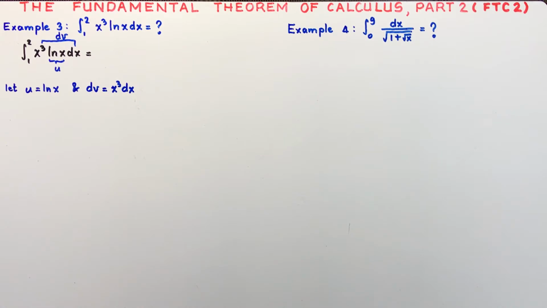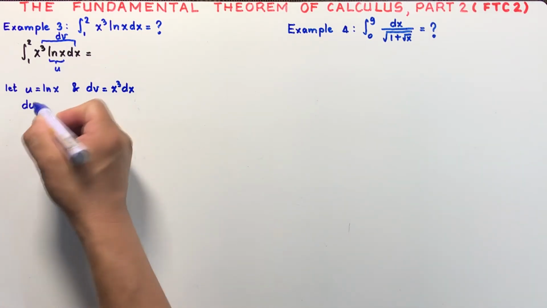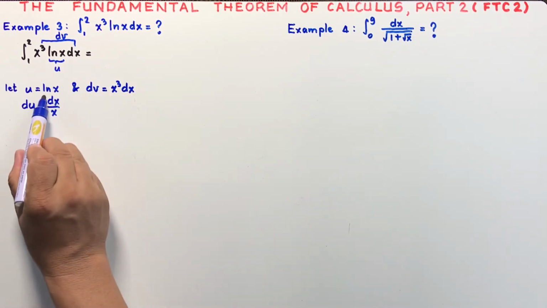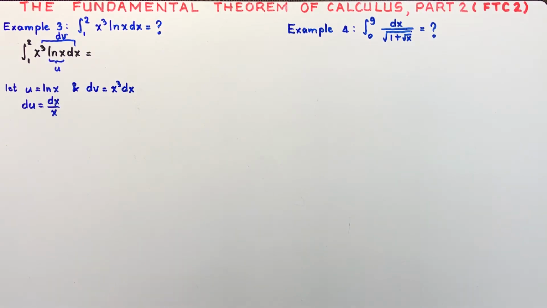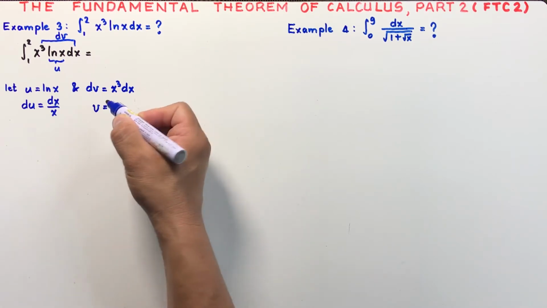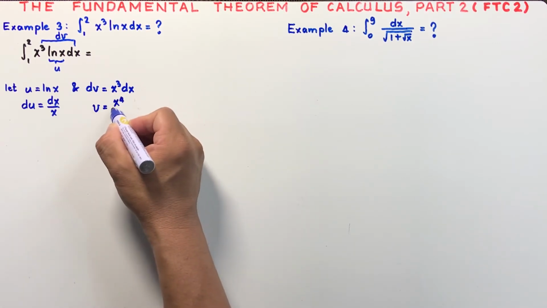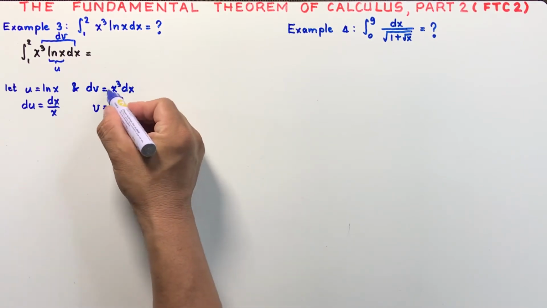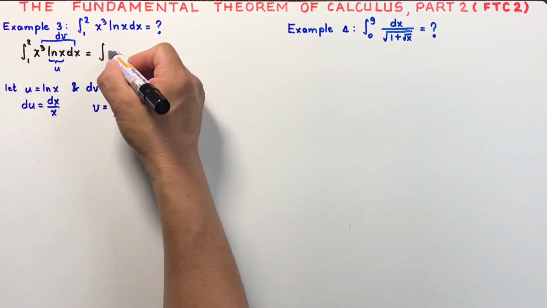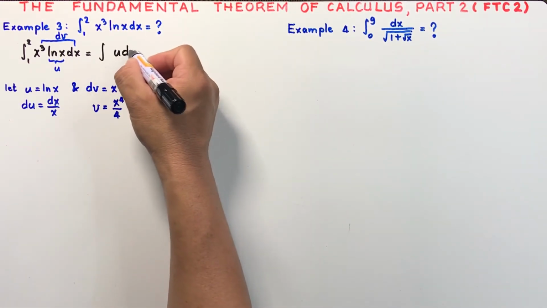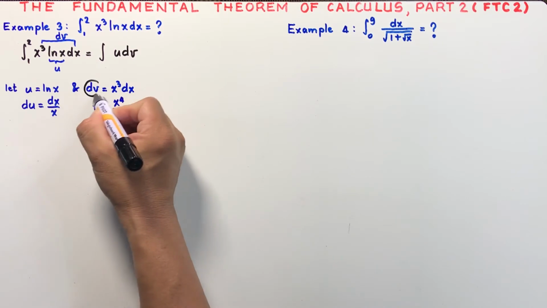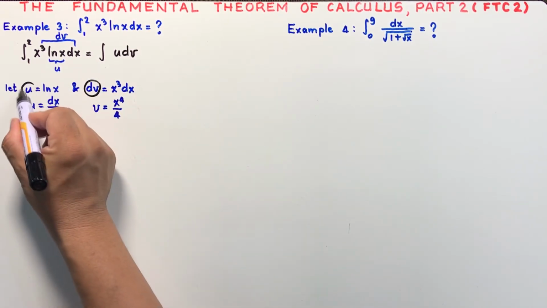this one here. So finding the differential of u, this is equal to dx over x because the derivative of ln x is 1 over x. And integrating this dv, we have v, which is equal to x to the power of 4 over 4 by the power rule for this x cubed. So instead of writing u, I will write here the integral of u dv because x cubed dx is our dv here, and our ln x is our u.